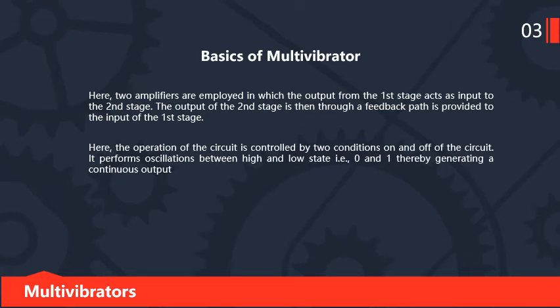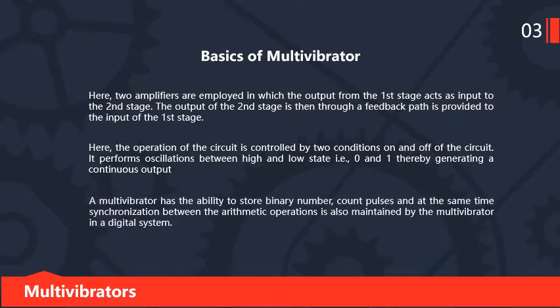Here the operation of the circuit is controlled by two conditions, on and off of the circuit. So this is called the switching device. It performs oscillations between high and low state, that is 0 and 1, thereby generating a continuous output. A multivibrator has the ability to store binary numbers, count pulses, and at the same time synchronization between the arithmetic operations is also maintained by the multivibrator in a digital system.